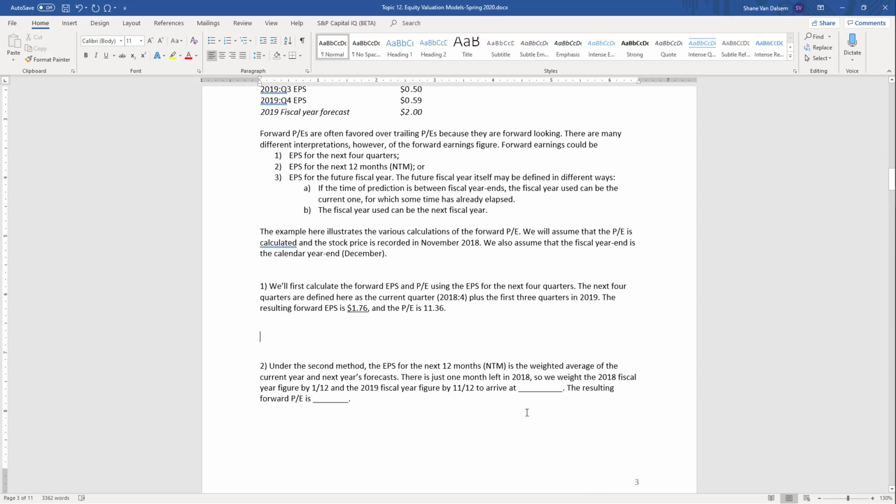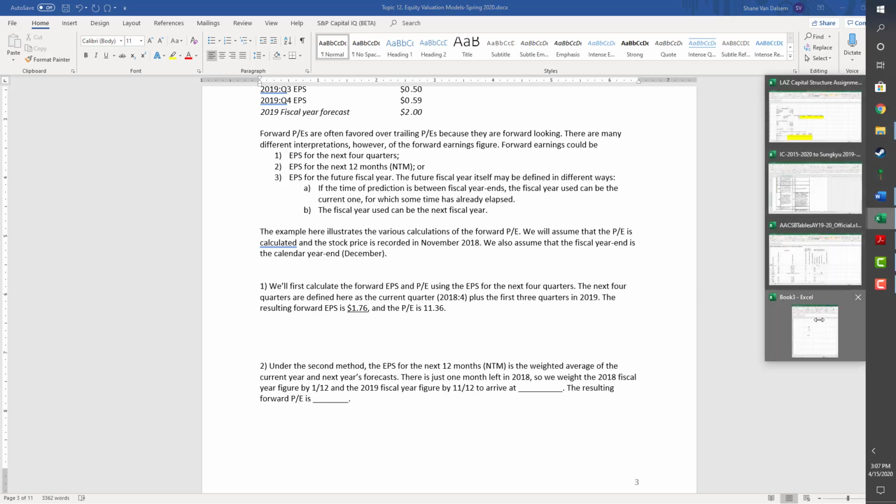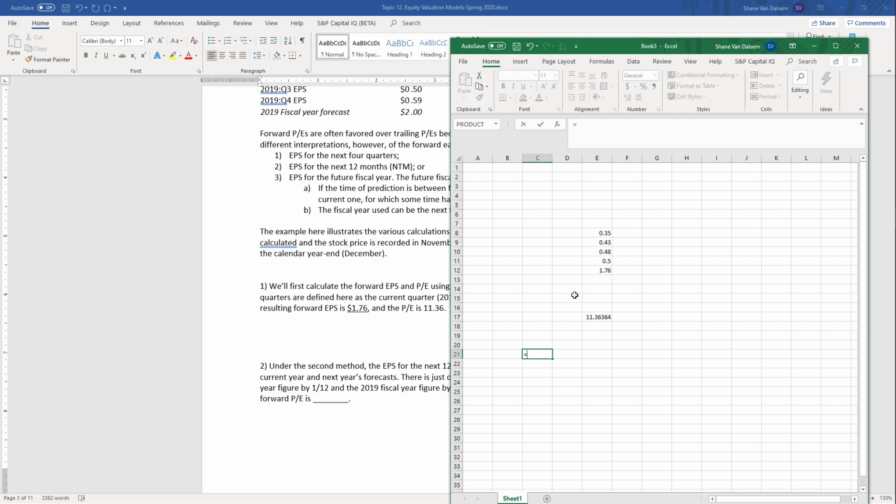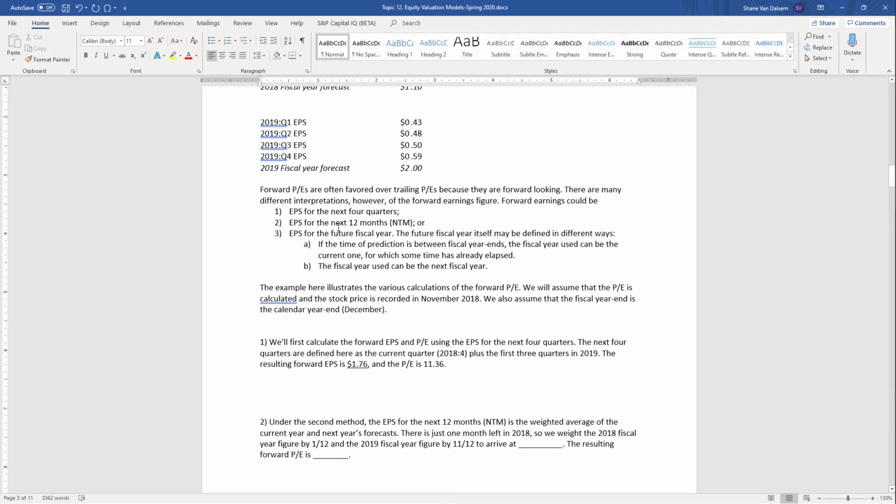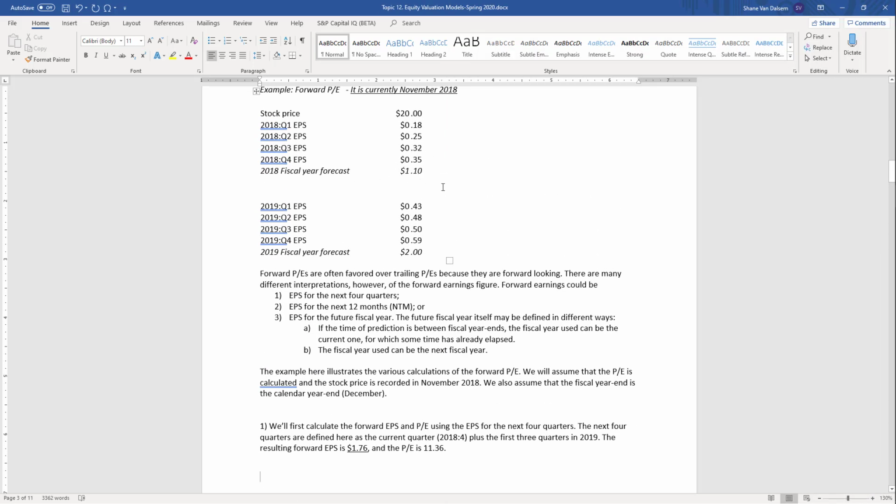Under the second method, the EPS for the next 12 months is the weighted average of the current year and next year's forecast. There's just 1 month left in 2018, so we weight the 2018 fiscal year by 1/12 and the 2019 fiscal year by 11/12. So that's what I'll do here. So our first is going to be 1 divided by 12 multiplied by our estimate for 2018 of $1.10.